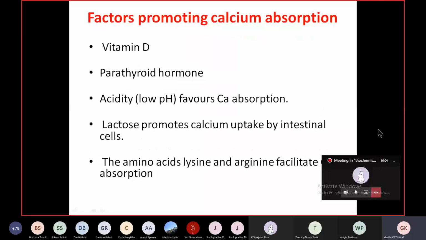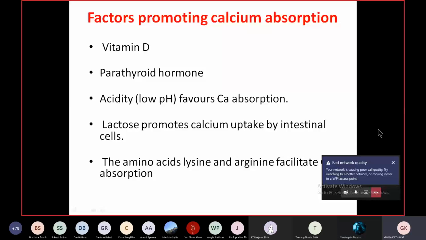With the help of a protein called calbindin. Okay, calcium binding protein.